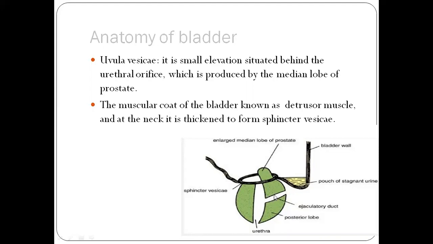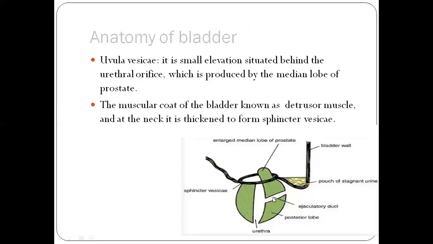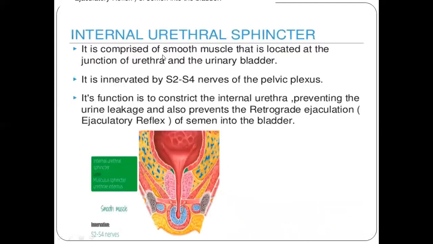The median lobe of the prostate pushes from below. So what happens? Small pouches of the bladder wall form on either side of the bladder. Whenever the median lobe enlarges and enters the bladder neck, these pouches become enlarged and become stagnant areas where urine collects and causes repeated cystitis, infection or inflammation of the bladder.